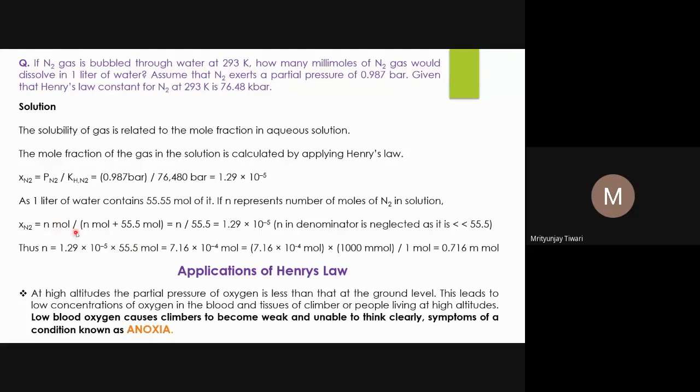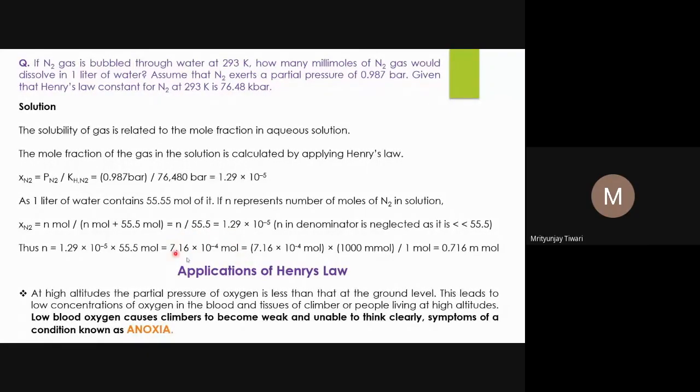So what we get is n moles divided by 55.5 moles. So mole will be cancelled out, n divided by 55.5, and this value of x we have obtained here is 1.29 into 10 to the power minus 5. So what can I write? n divided by 55.5 equals 1.29 into 10 to the power minus 5. Now the value of n will be 1.29 into 10 to the power minus 5 multiplied by 55.5. After multiplication I get 7.16 into 10 to the power minus 4 mole.